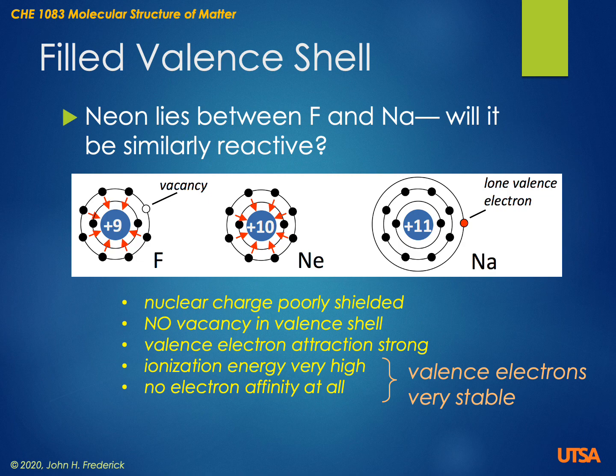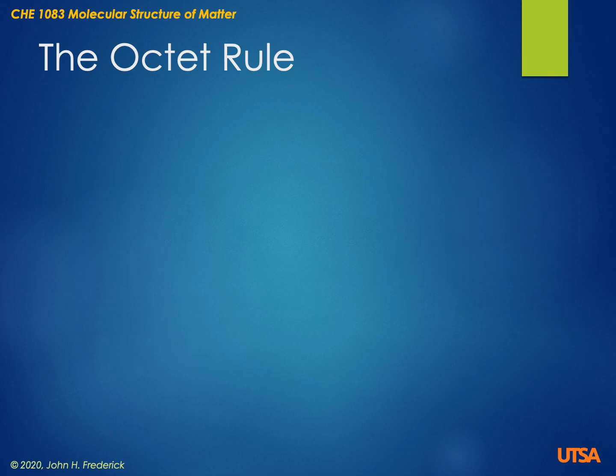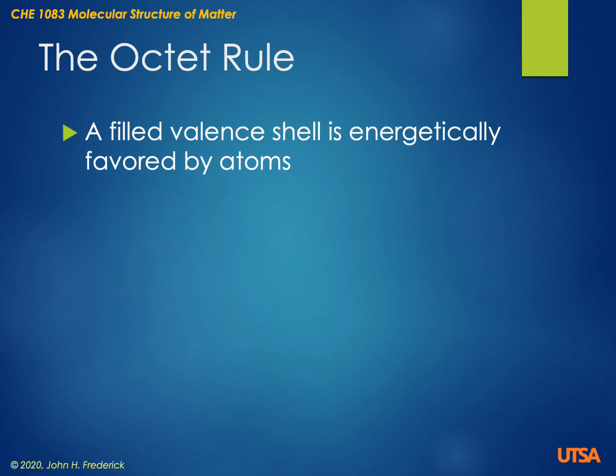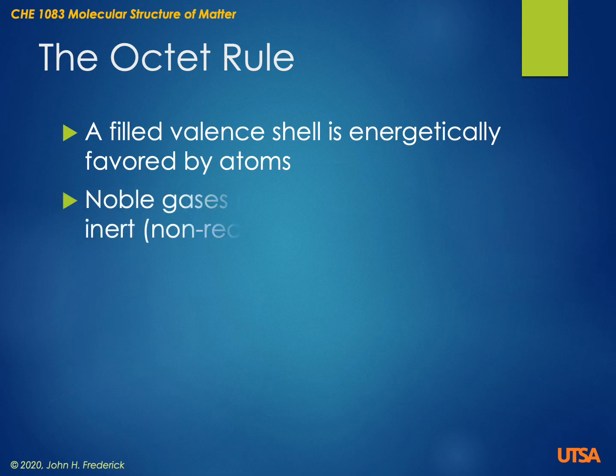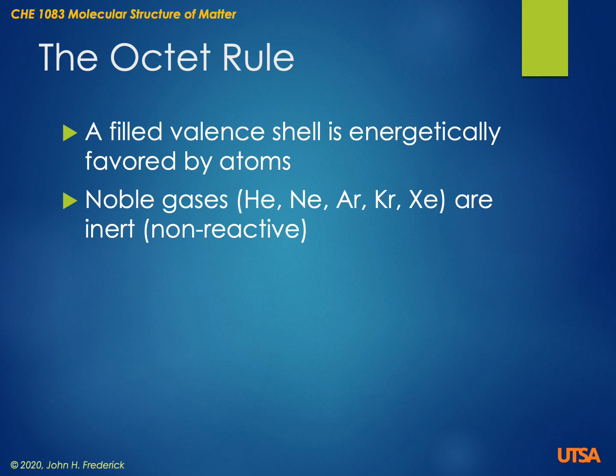It turns out that this is a very special observation. It leads us to the octet rule. It's a rule that basically says a filled valence shell is energetically favored by atoms. And it's easy to begin to see this now because those valence electrons are feeling a stronger attraction to the nucleus because they are not shielded as well. They have fewer core electrons. And there's no vacancy to add another electron, so it doesn't have a very good electron affinity. The noble gases are all inert, as I mentioned before. They are non-reactive because they have a filled valence shell.